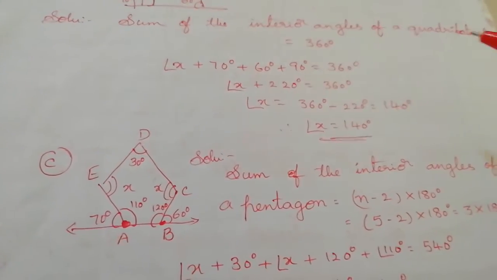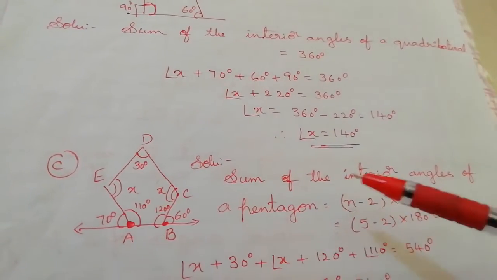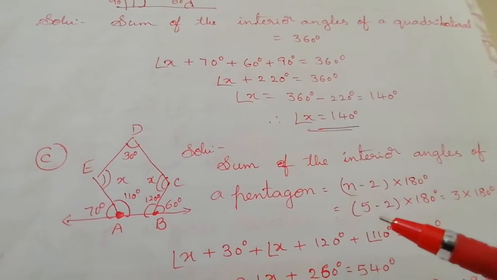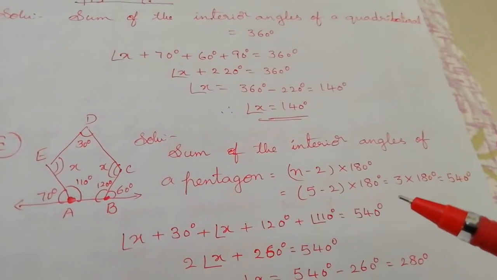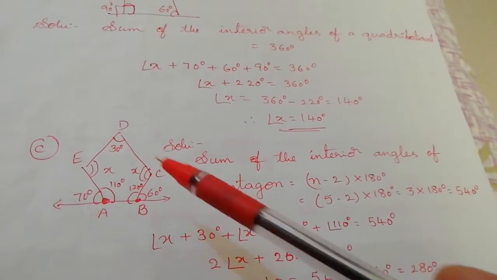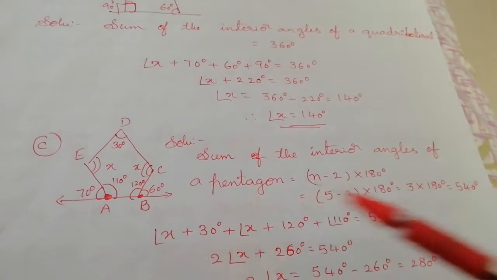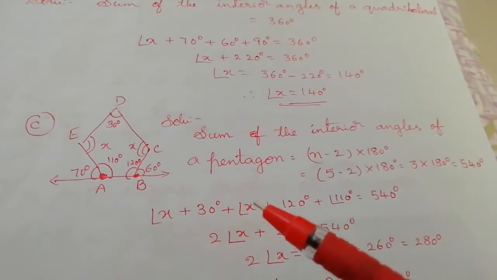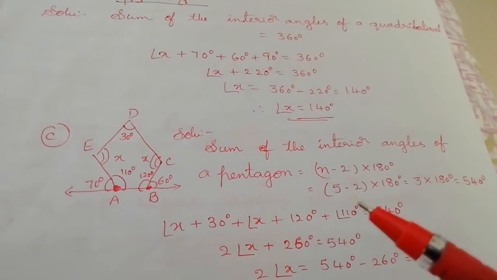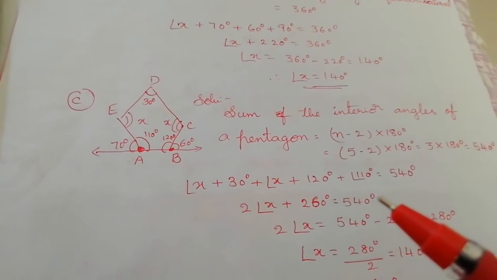So the sum of the interior angles of a pentagon, with 1, 2, 3, 4, 5 sides. Our formula is n minus 2 into 180, which is 5 minus 2 into 180, which is 3 into 180, that is 540. So x plus 30 degrees plus x plus 120 plus 110 is equal to 540. x plus x is 2x, plus 120 plus 30 is 150, plus 110 is 260. 2x plus 260 degrees is 540 degrees.